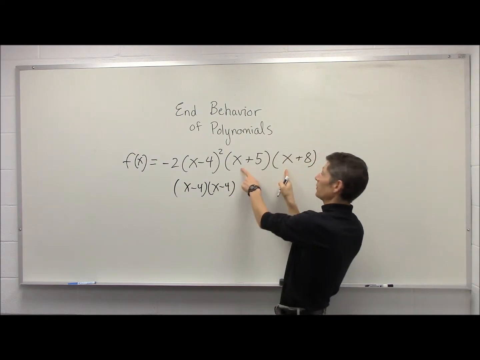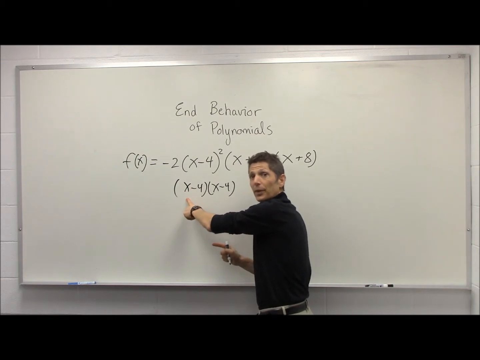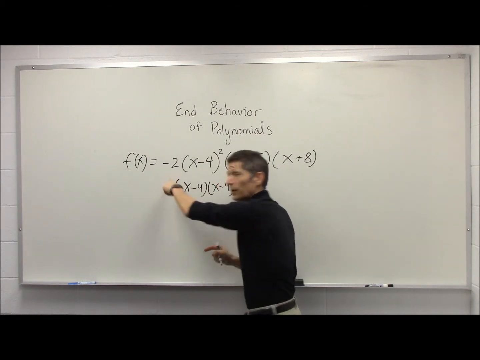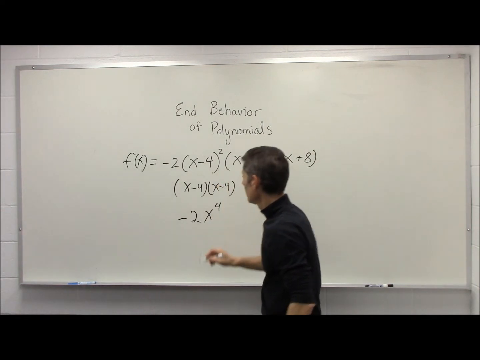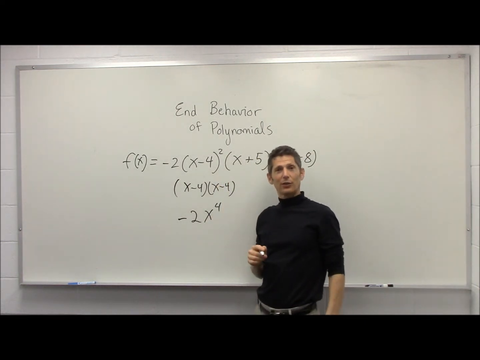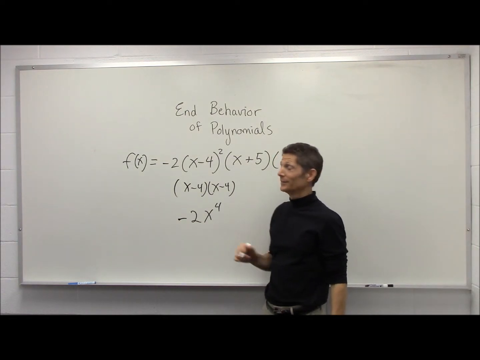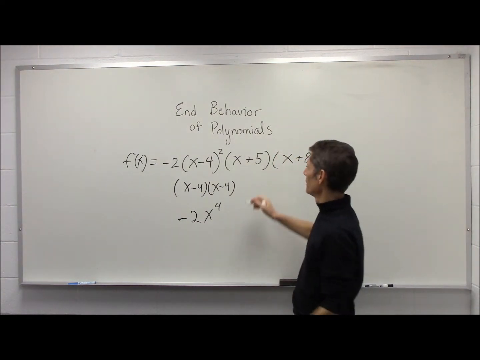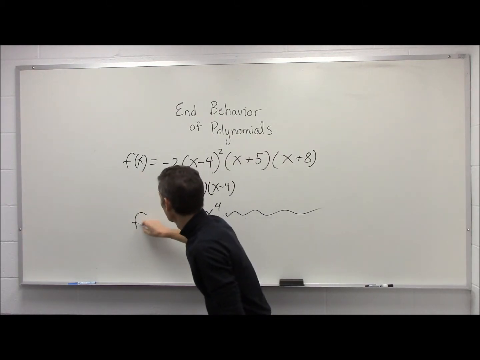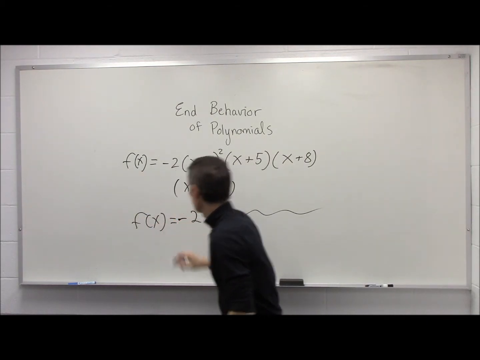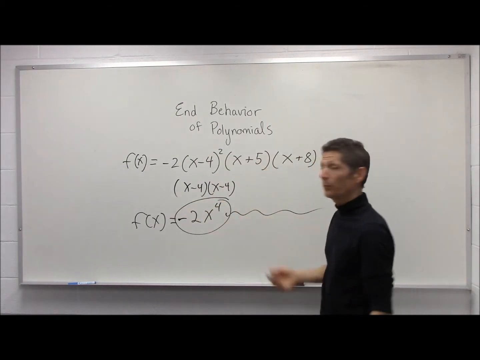So x times x is x squared, another x is x cubed, another x is x to the fourth, times the negative 2, negative 2x to the fourth. Could I get the second term pretty easily? Oh no, that would be a beast. So blah blah blah blah blah. Who cares? Because we're just talking about end behavior right now. That's f of x. So again, I'm just going to look at the controlling term right there.